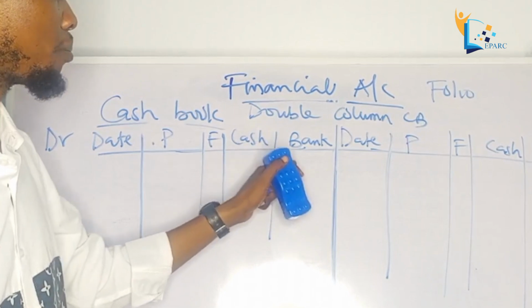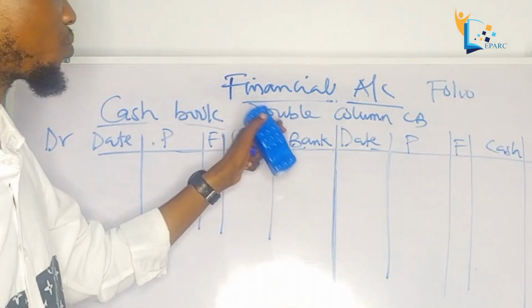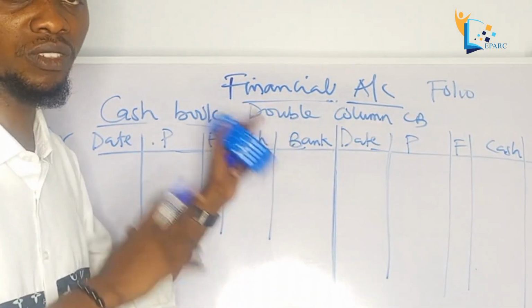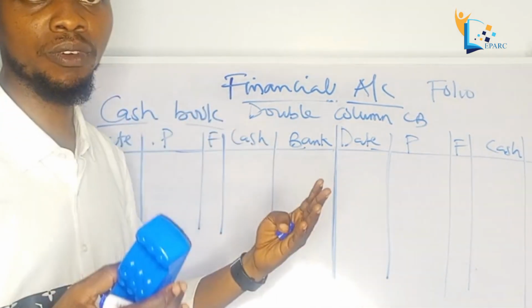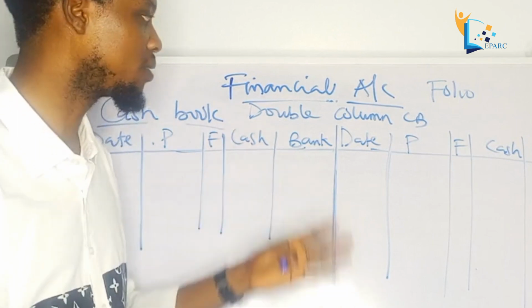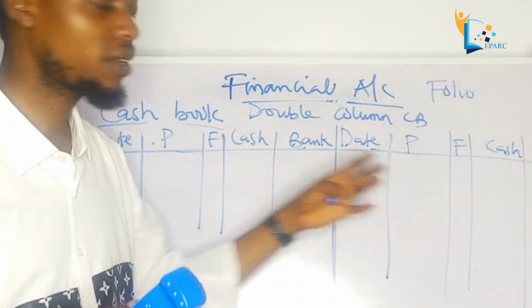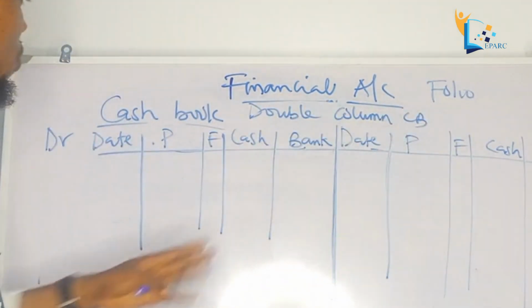This cash and bank differentiates the double column cash book from the single column cash book. In our subsequent class, we're going to explain what we actually mean by cash and bank and all the rest of it.